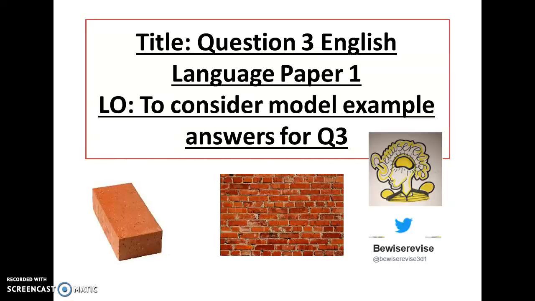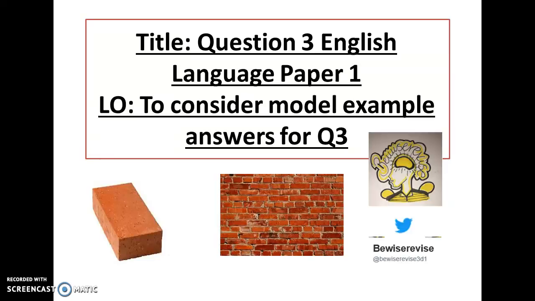Hi, and welcome to English Language Paper 1, question number 3 revision. The learning objective today will be to focus on a model example of answers for question 3 and to really understand the mark scheme as well.